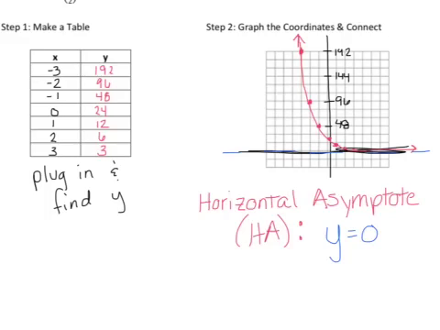So whatever that number is that it never totally gets to, that is the horizontal asymptote. Any questions? Okay, homework.